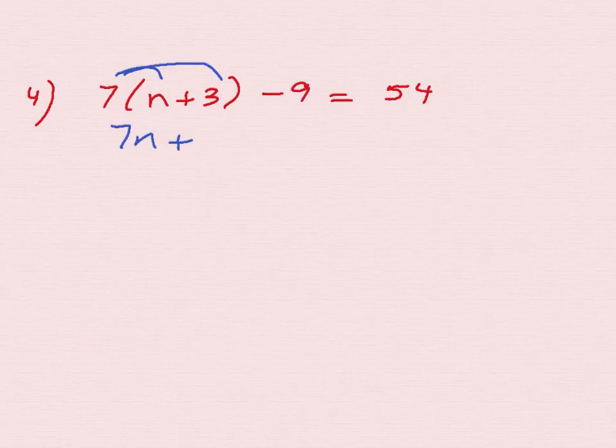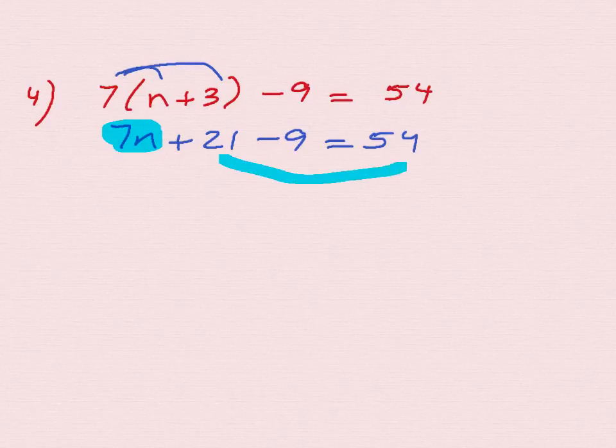So 7n plus 21 minus 9 is equal to 54. That would be a cleared expression. The rules are all your letters on one side and all your constants on the other. So we're going to have to move two constants to the right, and we're going to keep our 7n on the left. So 7n is going to equal, maybe you want to do 21 minus 9 in your head first and make that into a 12.